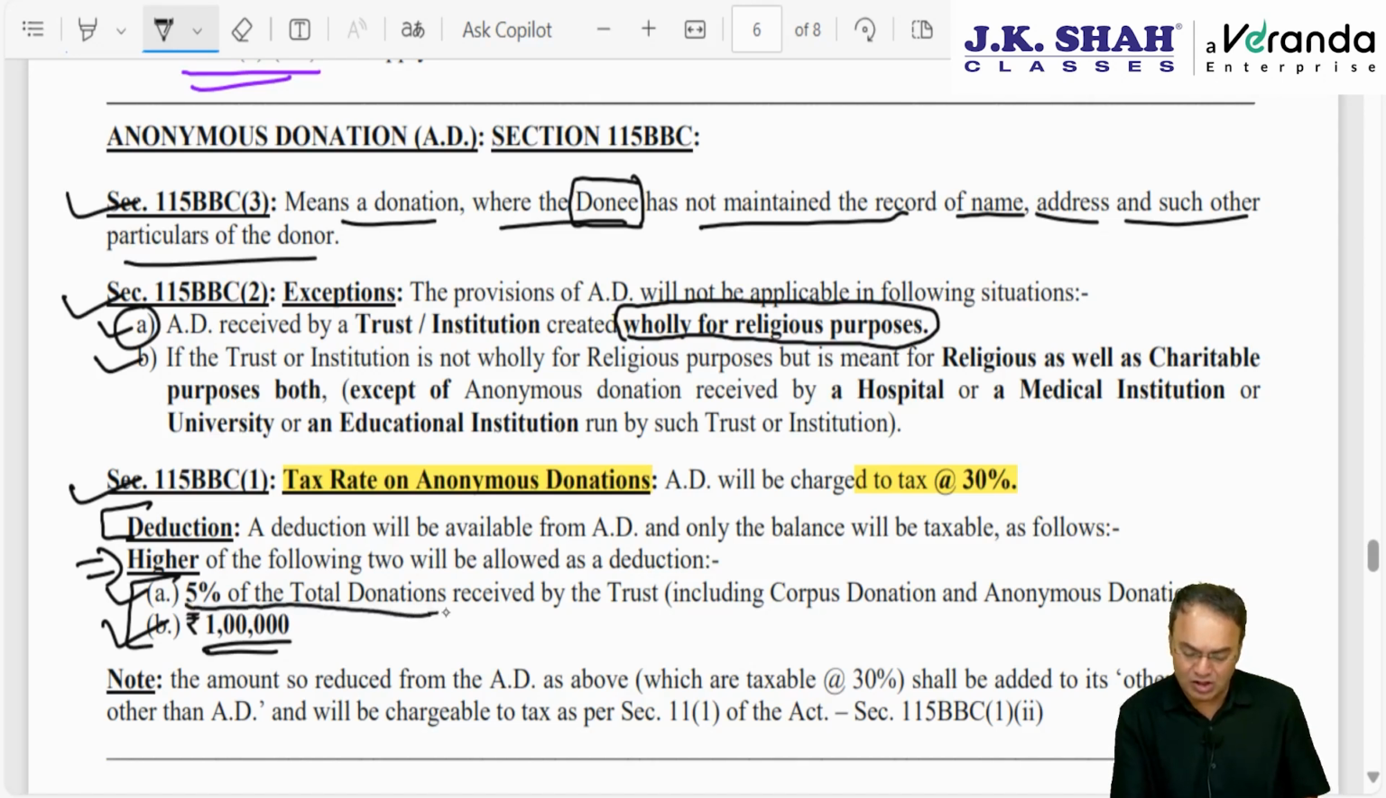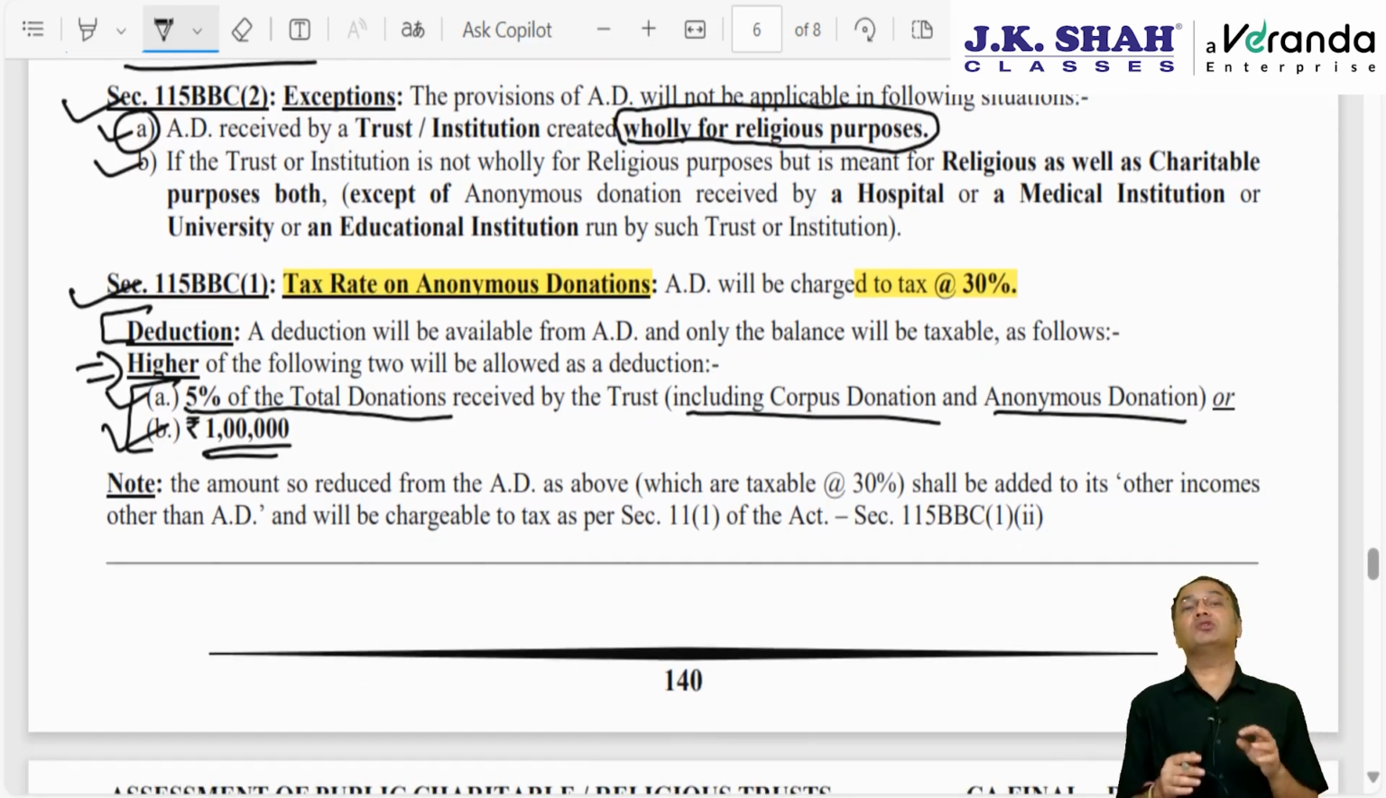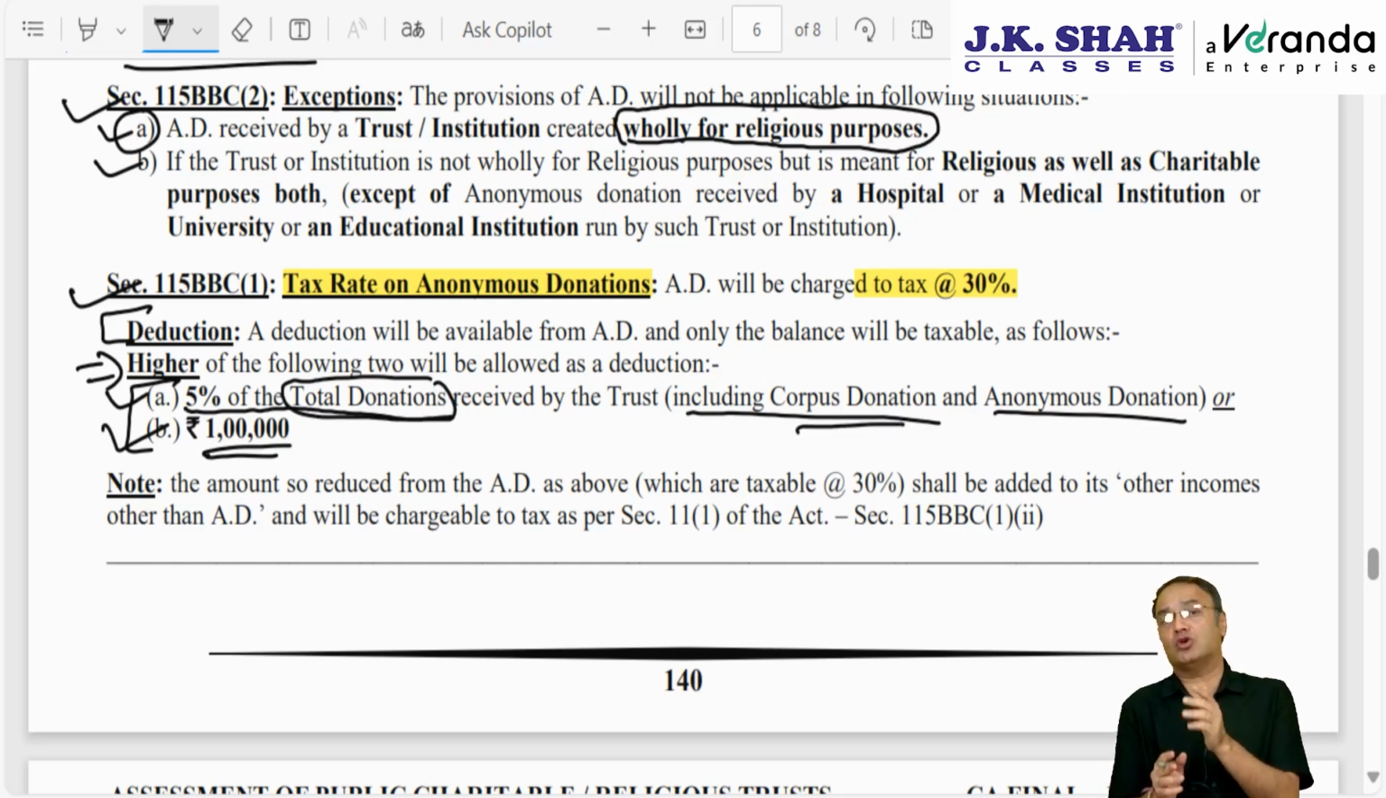5% of total donation. Here, total donation will include not only normal donation, it will include corpus donation also and will include anonymous donation also. Three things together, including corpus, including anonymous donation. Why including anonymous donation also? Because there are no restrictions. There are no clarifications or restrictions about the amount of total donation. Therefore, total donation will include everything because corpus is also donation only. If the government did not intend this way, then the government would have clarified that 5% of total donation other than corpus donation. They would have mentioned it like that. Not mentioned, that means total of all.